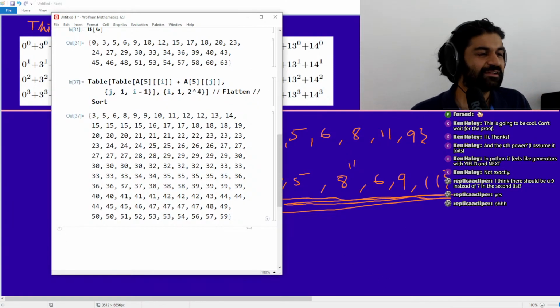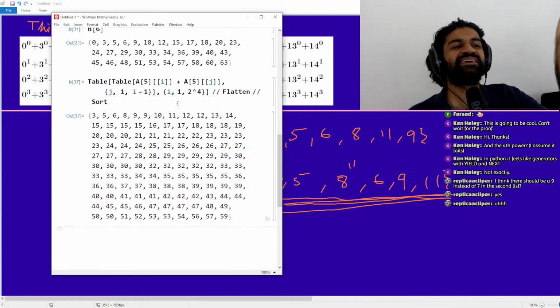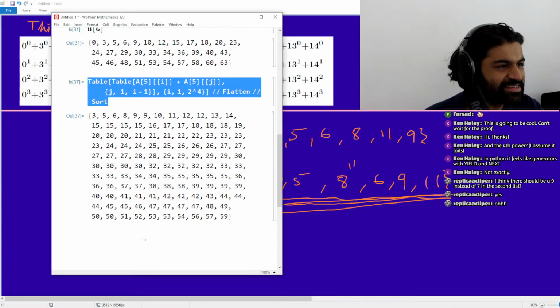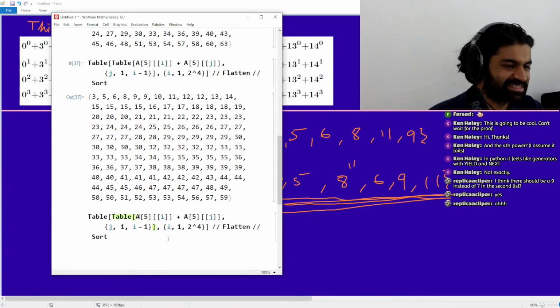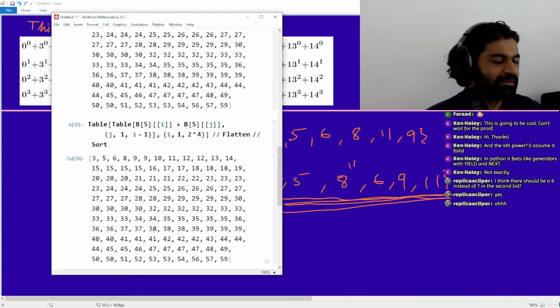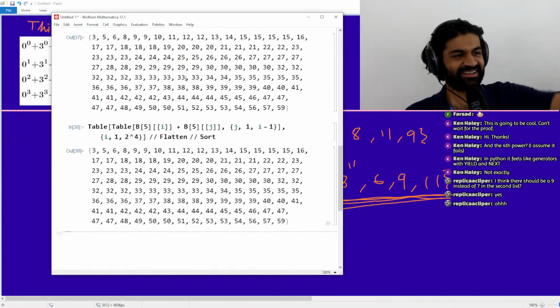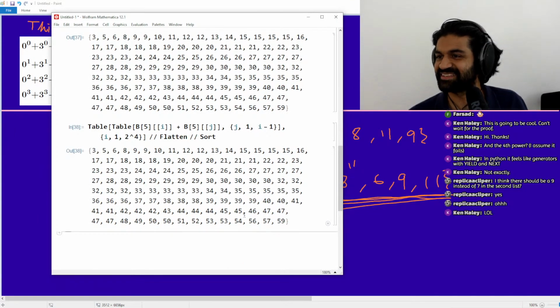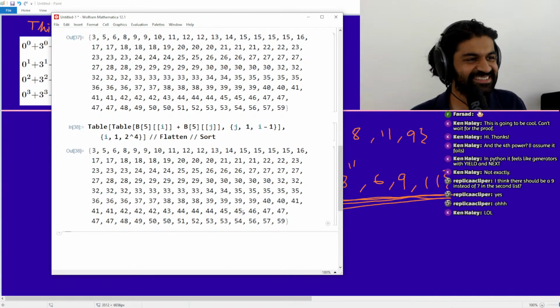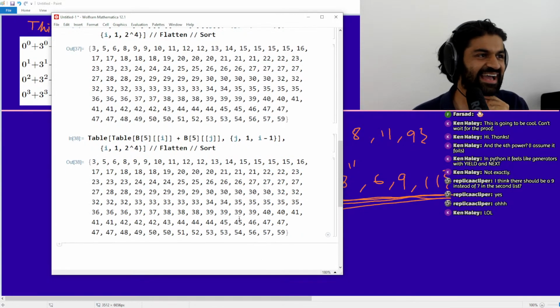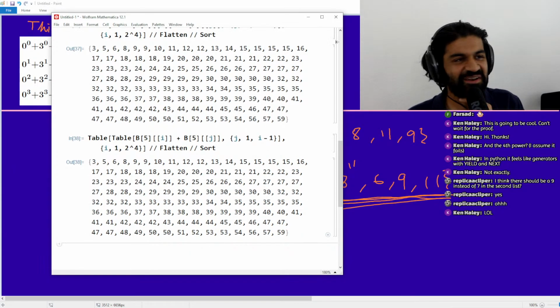In any case, these are all the pairwise sums obtained from A5, for example. And we can do the exact same thing for B5. Let's see what happens. Literally the same list. You see that? The exact same list of pairwise sums. Interesting, right? Kind of wild, right?